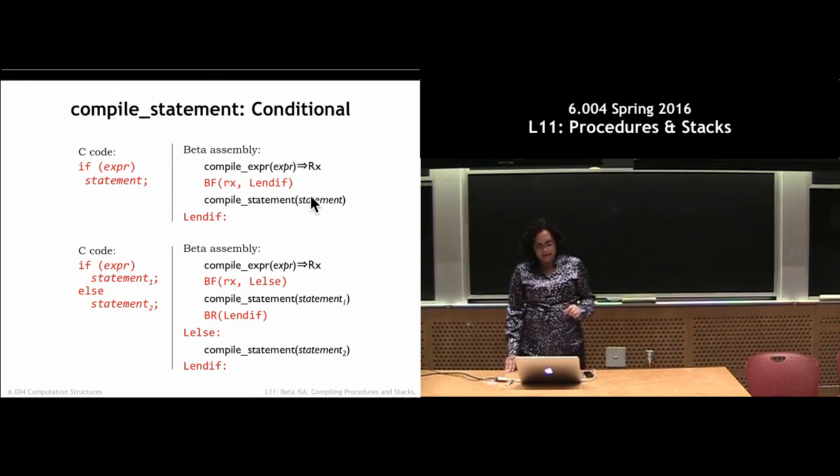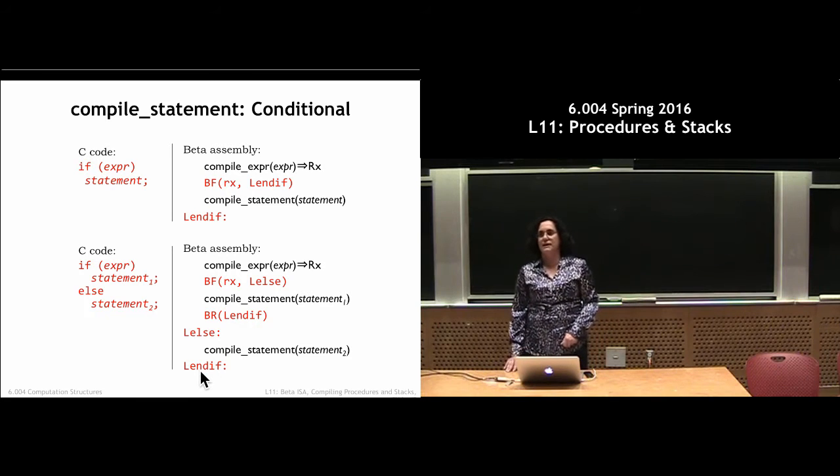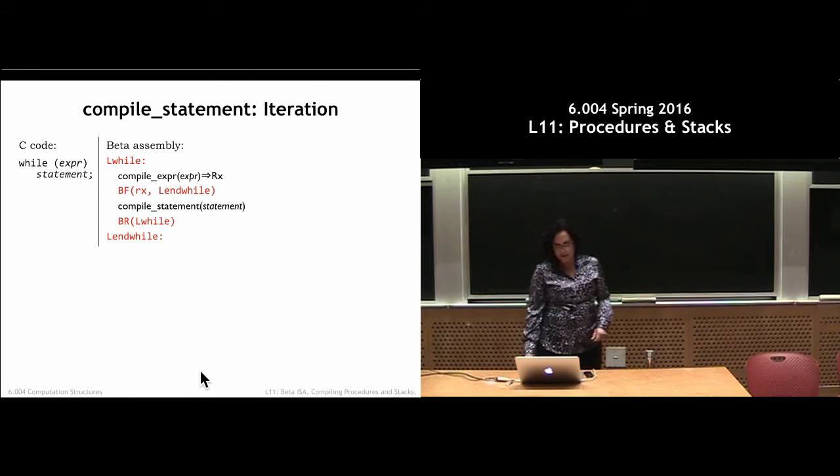This is just a slightly more complicated form where we also have an else statement. And so here again, we start the same way. We compile our expression, which is telling us whether to do the if or the else. And then if it's false, that means we want to jump to the else and then compile statement 2. If it's not false, then we compile statement 1. And then we skip compiling statement 2 by branching to end if after that. Okay? Just a couple more of these.